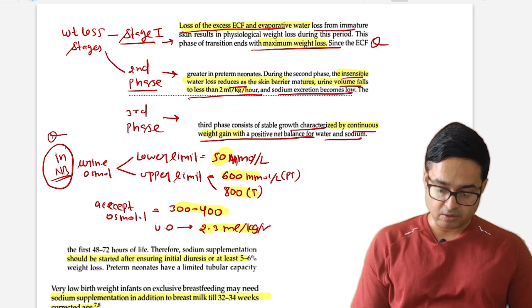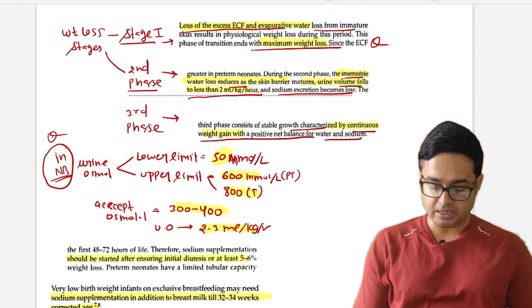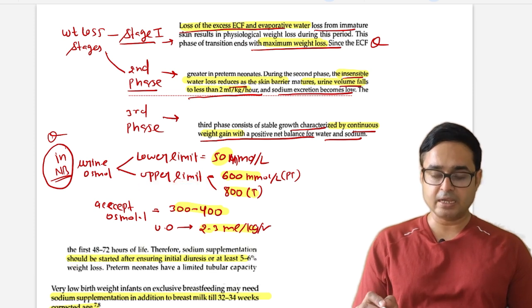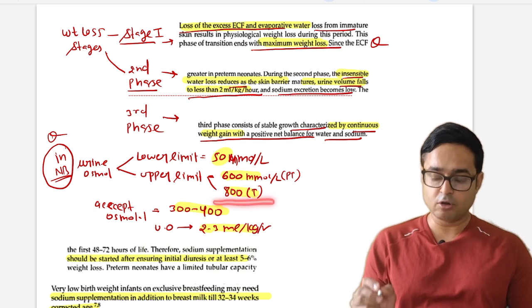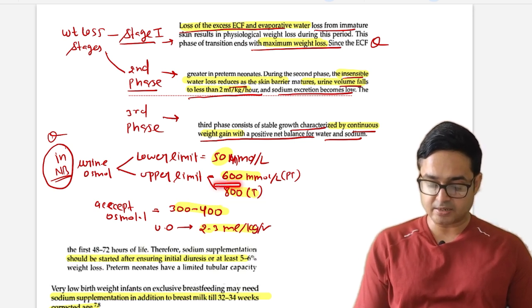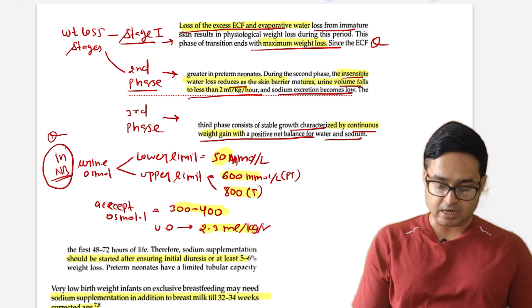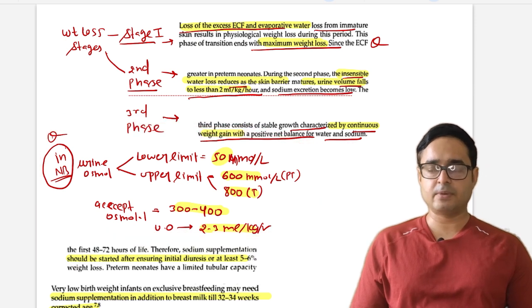Just see urine osmolality. What is the lower limit of urine osmolality in newborn? It is 50 millimole per liter. Very important. What is the upper limit of urine osmolarity? It is different in preterm and term. In term, it is 800 millimole per liter. In preterm, it is 600 millimole per liter. What is acceptable osmolarity? It is 300 to 400 milliosmol per liter. And what is acceptable urine output? It is 2 to 3 ml per kg per hour. These are fact-based things. You have to remember all these because a statement-based or fact-based question can be asked from these.